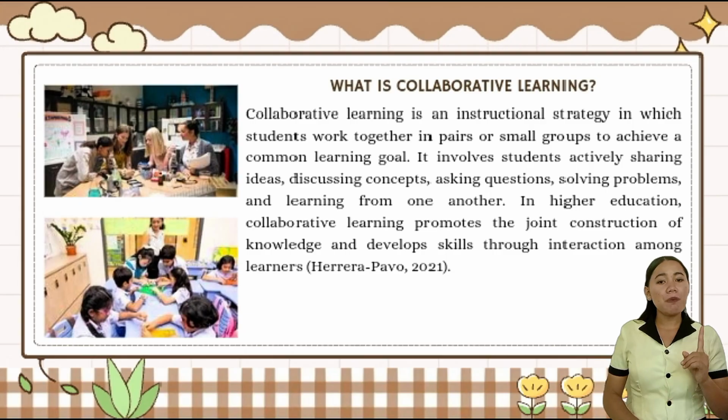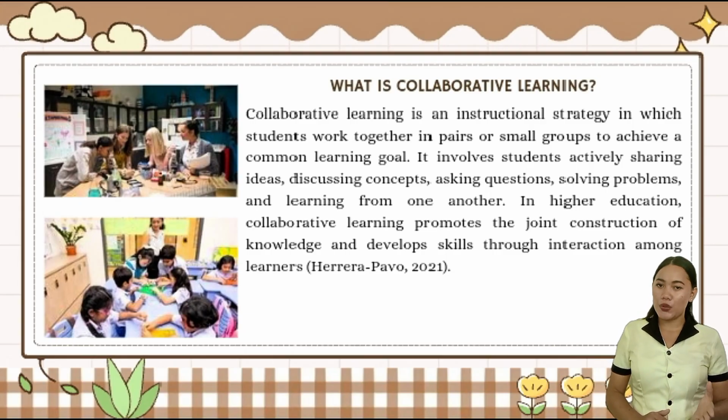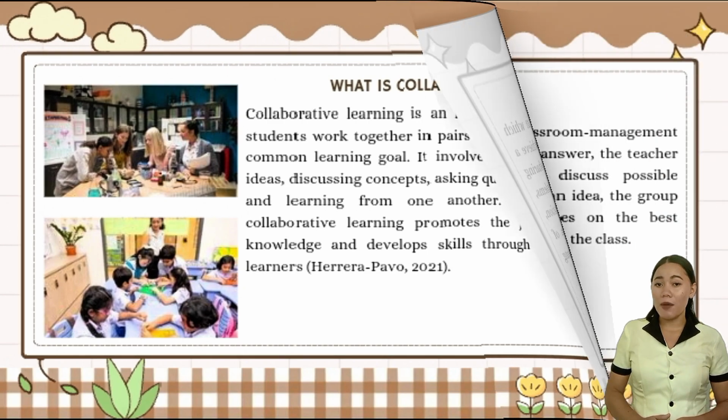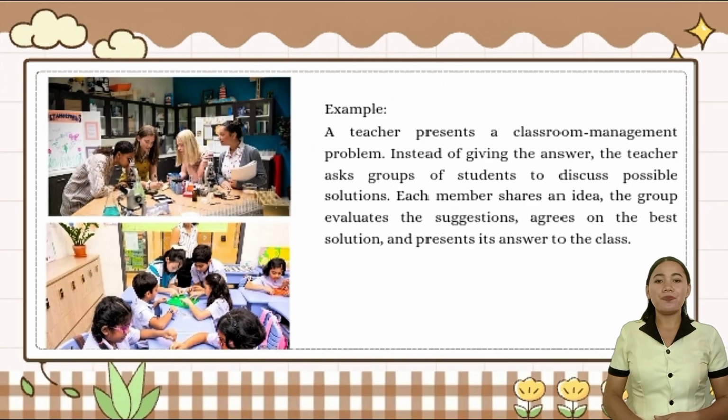However, we should remember that collaborative learning is not simply putting students into groups. Students may be sitting together but not actually collaborating. For example, imagine that a teacher gives a classroom management problem to a group. So instead of giving them the answer, the teacher asks them to discuss possible solutions. So each member shares an idea, the group considers the different suggestions, agrees on the most appropriate solution, and presents the answer to the class.